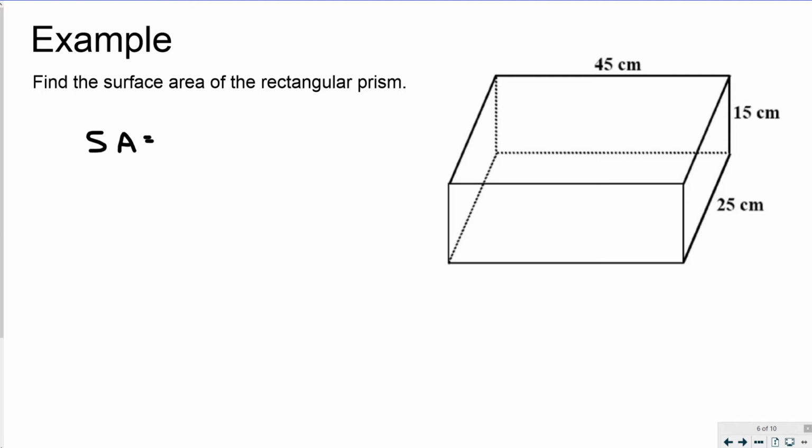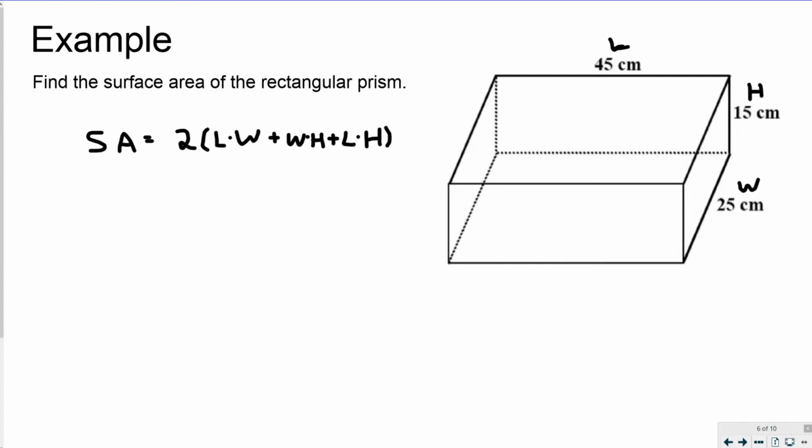Surface area is equal to 2 times the length times width plus the width times height plus the length times height. So we're going to call 45 the length, we're going to call 15 the height, and 25 centimeters would be the width. So we have the width going this way, we have the height going up and down, and the length going side to side.